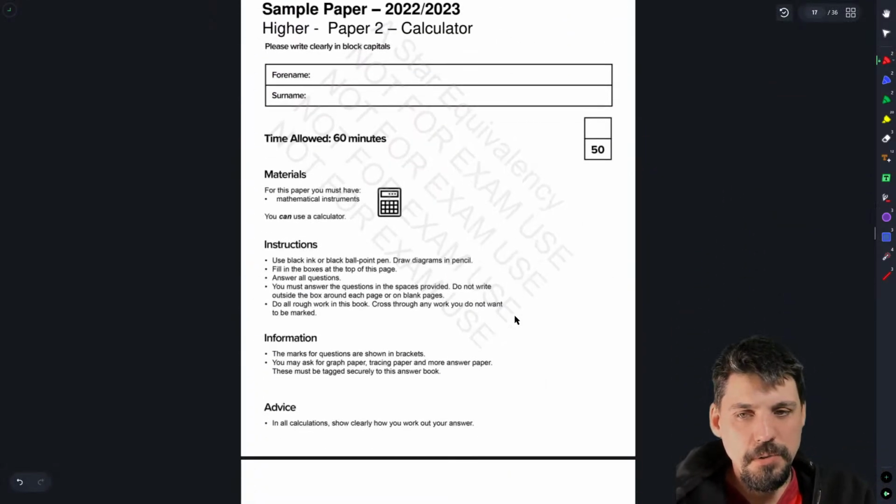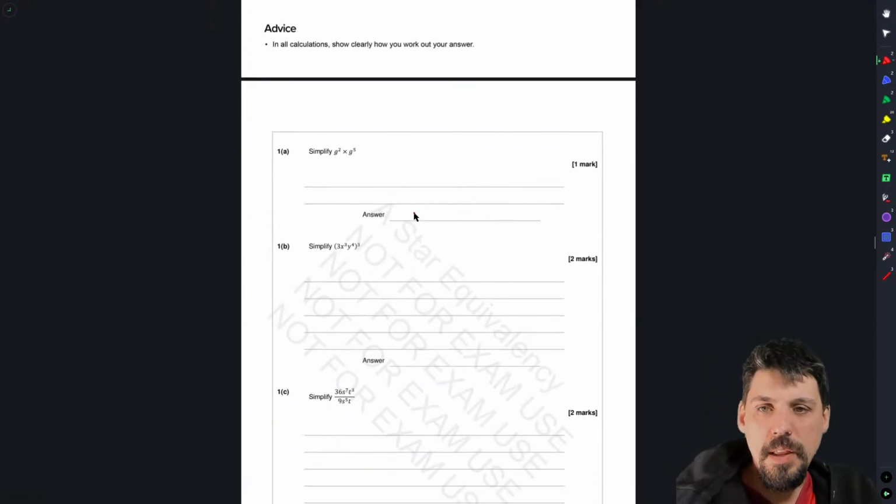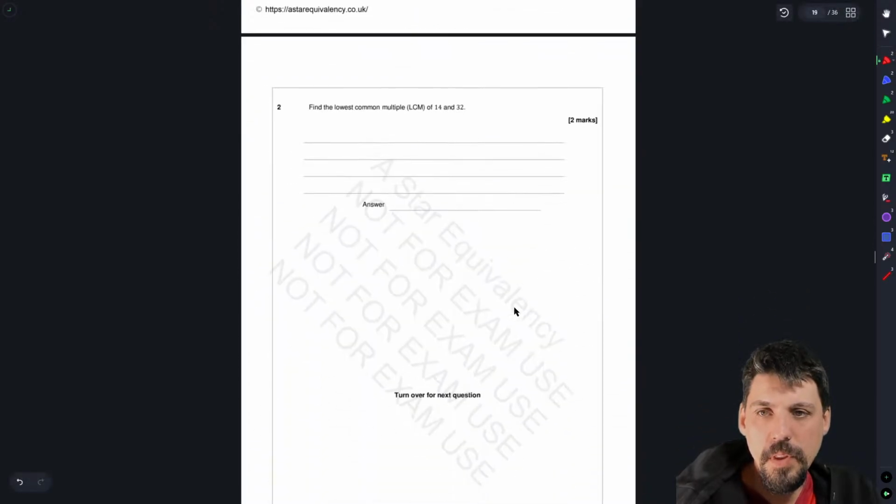What is a paragraph structure, Drav? Right, this one's a calculator paper. Let's go. That's g to the 7. That is 27, x to the 9, y to the 12. This is 4s squared, t squared.